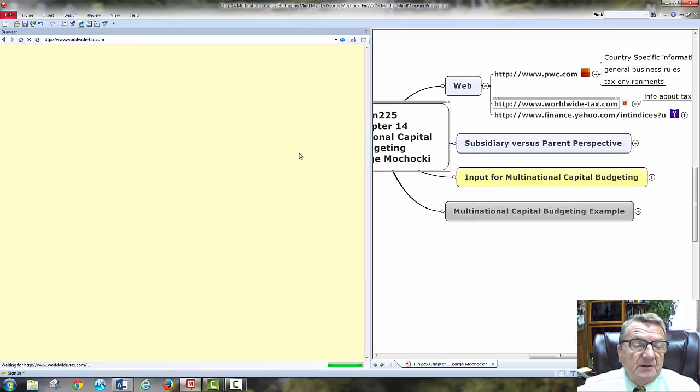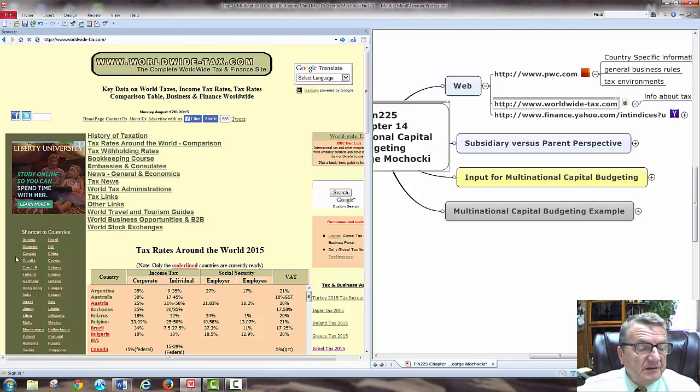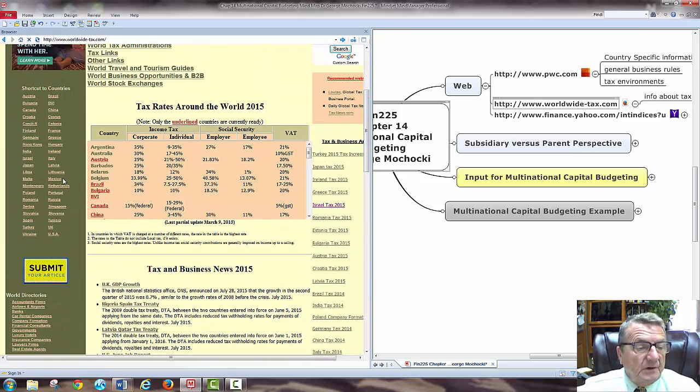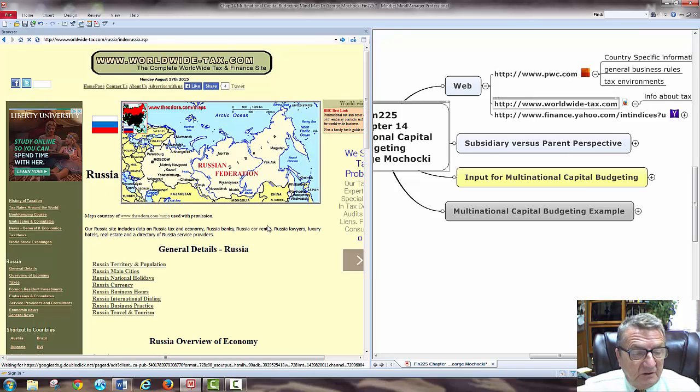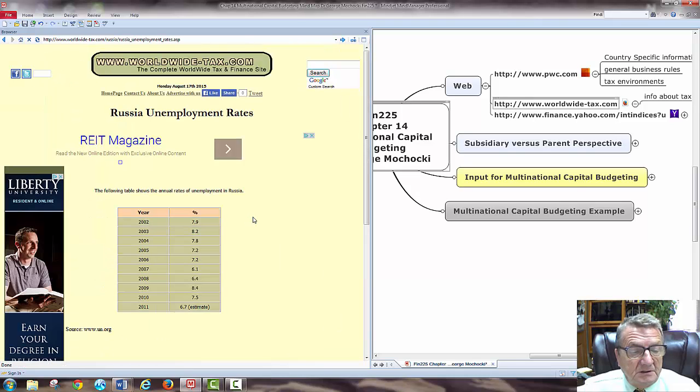worldwidetax.com, and that one here is another site. You could go in here. Let's see if I get it up. Okay, so now it has different things. It tells you about different countries, and look, it gives you a lot about different countries. So if I want to open up, let's say Russia. What's the tax in Russia? All right, so they've got Russia, population, currency, business hours, international dialing, business practices, travel, inflation rates, Russia GDP, unemployment rates. What's the unemployment rate of Russia? Not too bad, similar to ours.